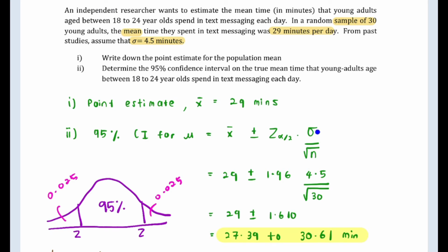And then sigma is 4.5 divided by square root of n, where n is 30. So you have square root of 30. Just calculate the value. You have 27.39 up until 30.61 minutes.